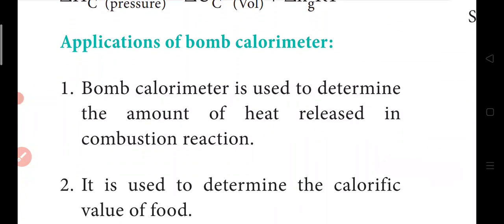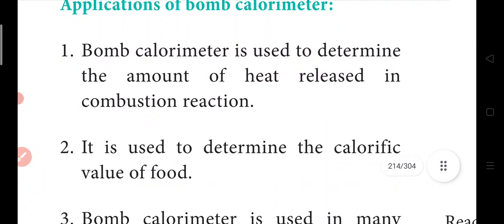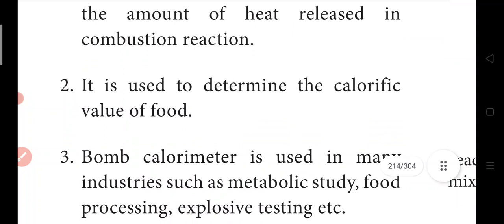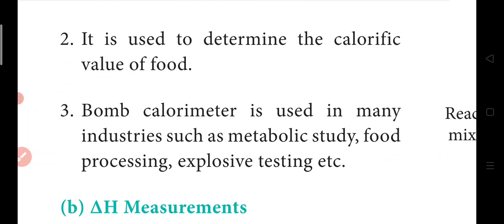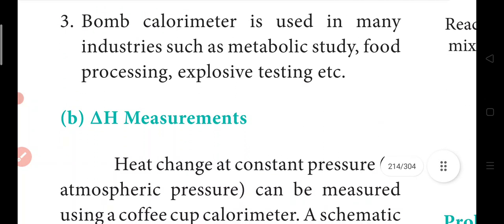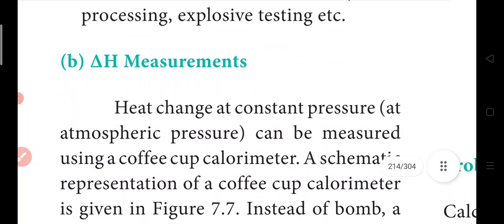Bomb calorimeter is used to determine the amount of heat released in the combustion reaction. So evvalavu heat release aagudhu oru reaction nadakkum podhunradhai namma calculate pannalaam. Calorific value of food, evvalavu oru food burn aagi evvalavu calories kodukkudhu, so andha heat vazhiyaaga namma calculate pannalaam. And bomb calorimeter is used in many industries like metabolic study, food processing, explosive testings, ellaathukkumey they are using this calorimeter.